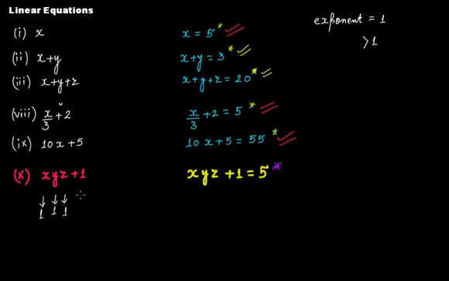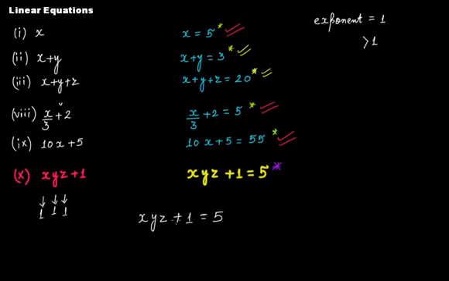Of course, this is not a linear equation in one variable, because here we have 3 variables, but this is not a linear equation. And why? If you remember, when we were learning about polynomials, binomials, trinomials and all, you remember in this case, xyz plus 1 is equal to 5.